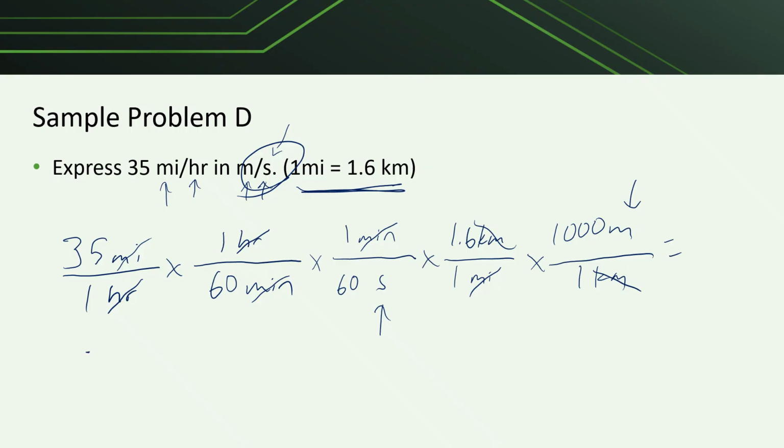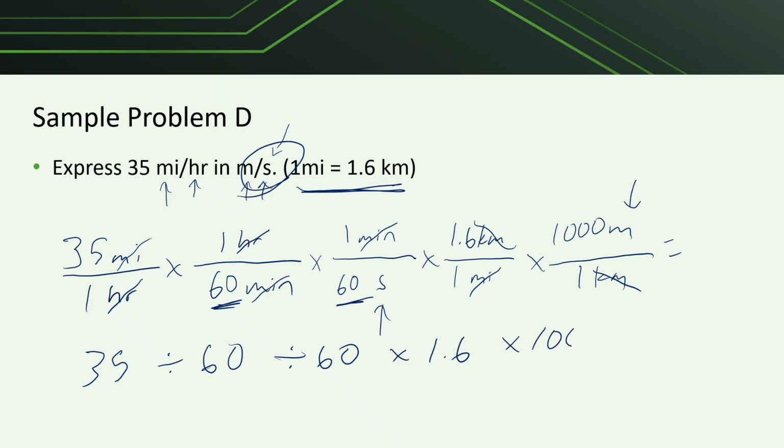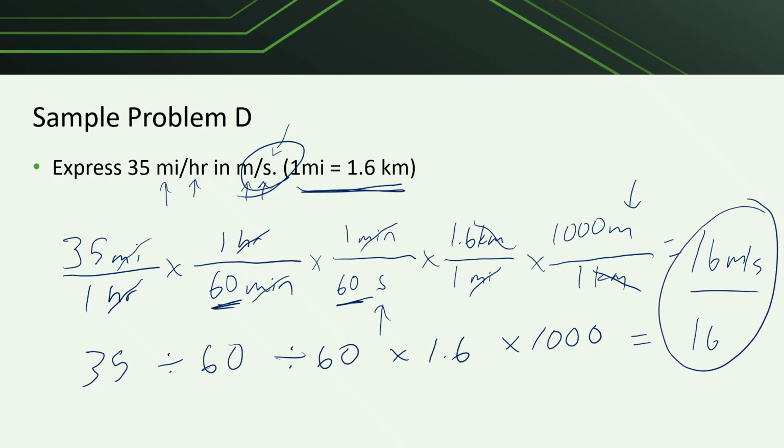I'm going to do 35 divided by 60, because 60 is on the bottom here, times 1.6, because that part's on the top, times 1,000, because that part's on the top. And that is equal to, and I'm going to round here, 16 meters per second. So there's my final answer in meters per second.